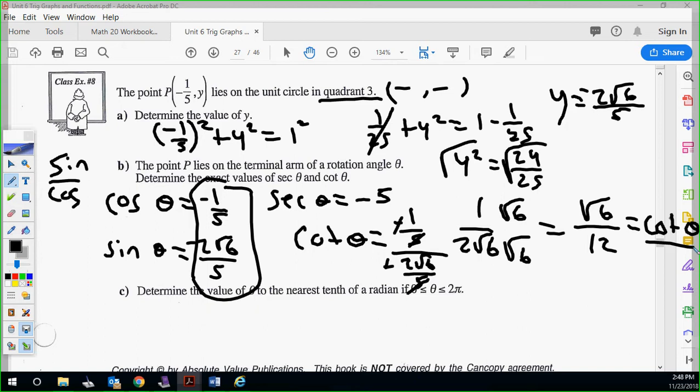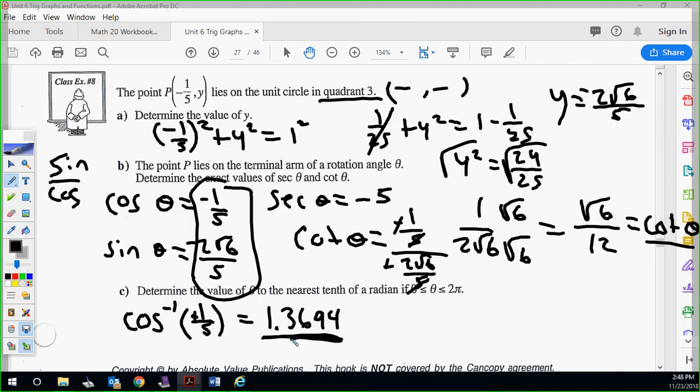Okay, determine the value of theta to the nearest tenth of a radian between 0 and 2 pi. So now we're trying to figure out the actual value of theta. We can do that for any of these, the cosine or sine. We just simply have to do cos inverse again. Make sure you're in radian mode this time. And you're going to just put 1/5 again, positive 1/5, because that's going to be the reference angle. So when you do that, you get 1.3694. Okay, that's your reference angle in radians.